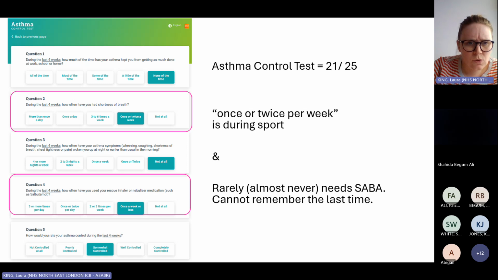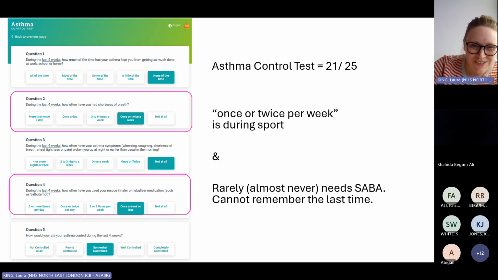This is her asthma control test score. I think this was also a screenshot from the real deal. Our asthma control is 21 out of 25, which is fantastic. And again, I would argue, and this is why this is a tool for discussion, not necessarily to be taken absolutely as a concrete thing.